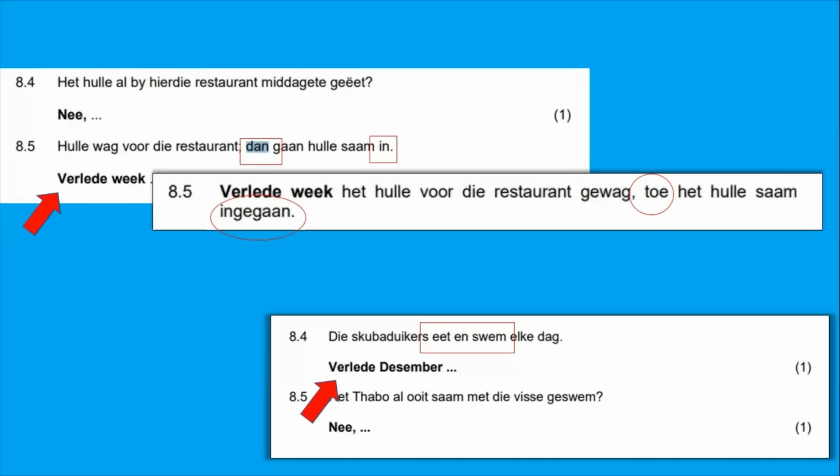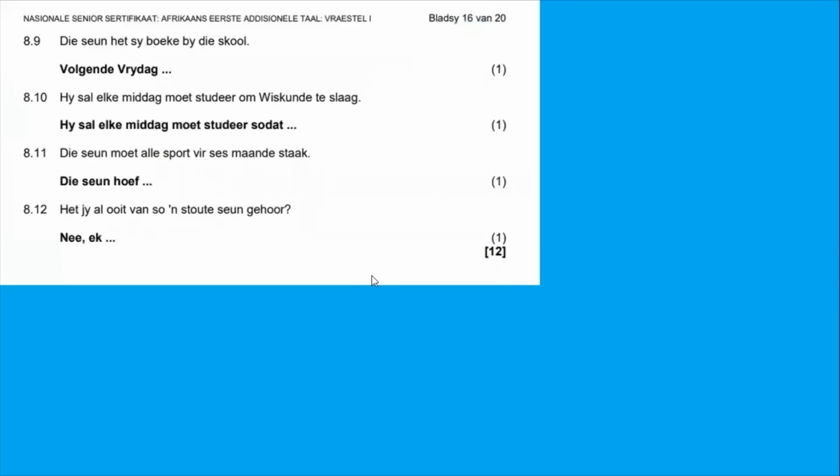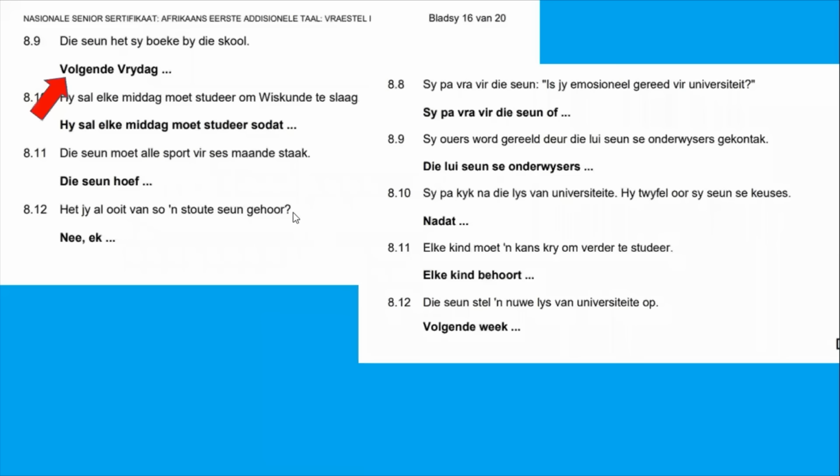Okay, let's look at the answer. Verlede December het, remember it's past tense, die scuba duikers elke dag geëet en geswem. It cannot be done at the same time, so both of them get a ge. Okay. Now, these were verlede tyd, past tense questions. However, there are more in the papers. So, here's the next one.